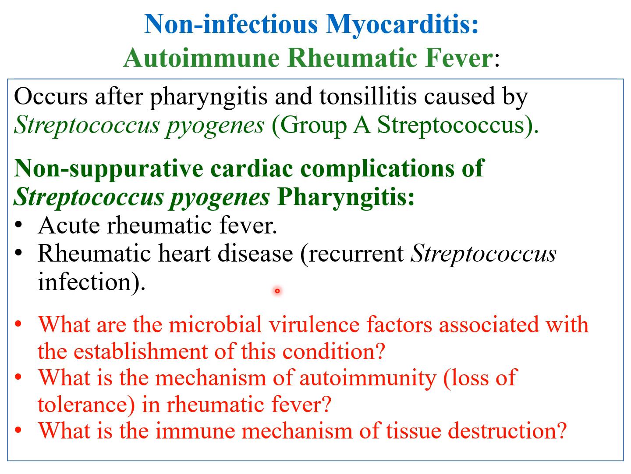First, you have to tell us about the virulence factors of group A streptococci, and then which one of these virulence factors is leading to establishment of this condition, the rheumatic heart disease. Then you have to tell us by which mechanism the immune system has lost the tolerance against the heart valve and why it is now recognizing the heart valve as non-self and attacking it. Lastly, you have to tell us about the immune mechanism that has led to this tissue destruction.